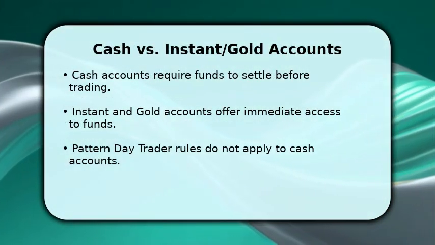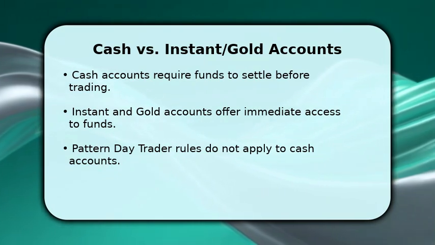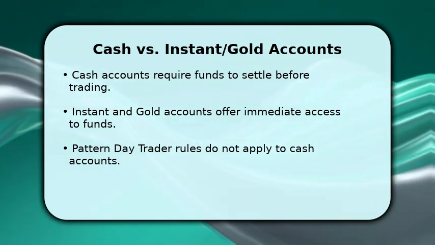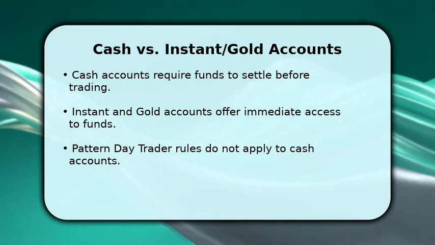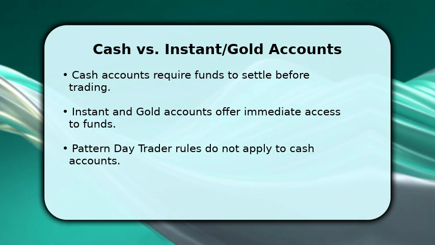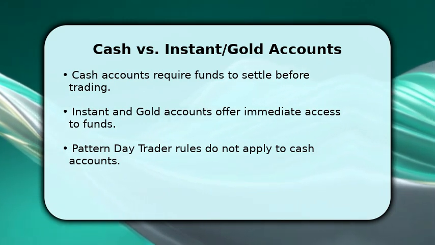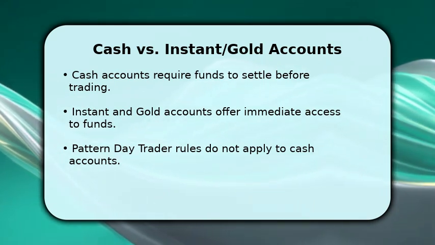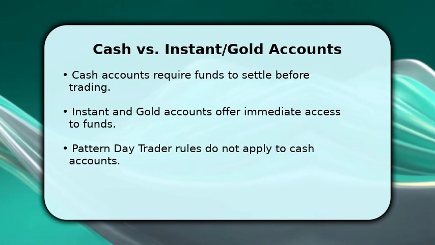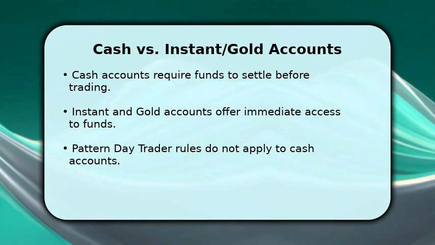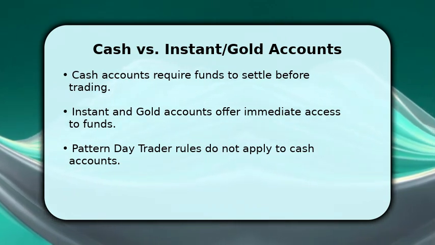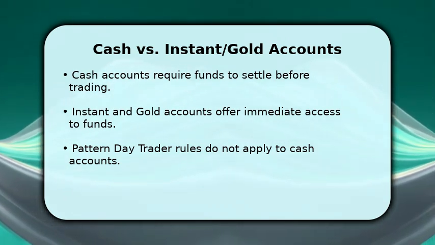Understanding the differences between account types is crucial. With a cash account, you must wait for funds from sales to settle, typically 2 business days, before you can use them again. Instant and Gold accounts, however, provide immediate access to these funds, offering more flexibility. Robinhood Gold also includes margin trading, which is not available with a standard cash account. Choosing the right account depends on your trading style and preferences.